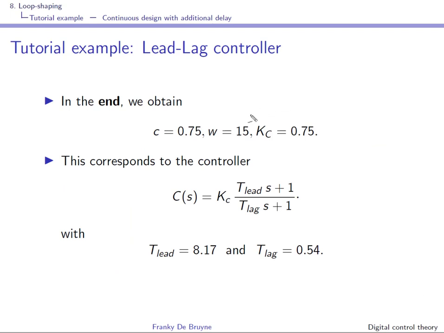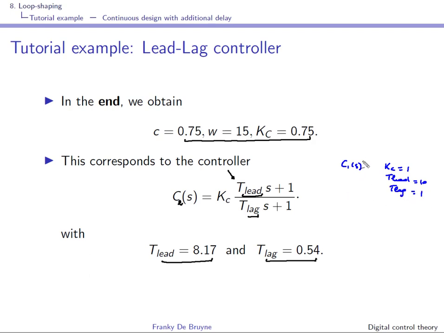So in the end, these are the parameters that we have obtained. If you plug that into the controller, remember that tail lead and tail lag are functions of C and W. This is what you obtain. Okay, so we'll call this C2 of S, and if you compare this with C1 of S, then you had a gain of 1, a tail lead of 10, and a tail lag of 1.